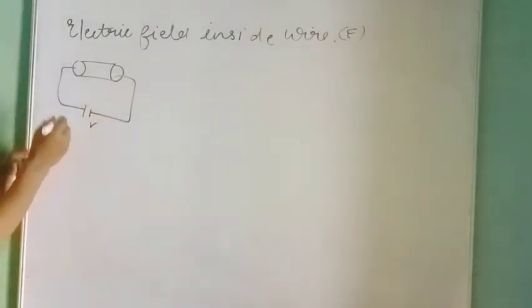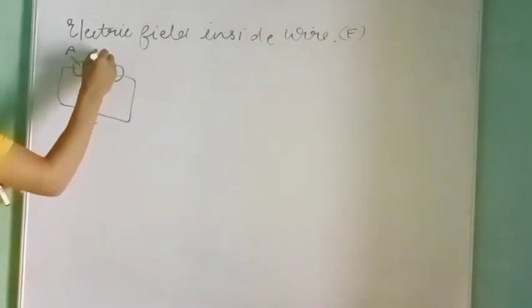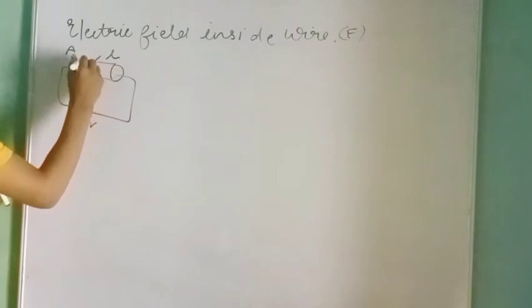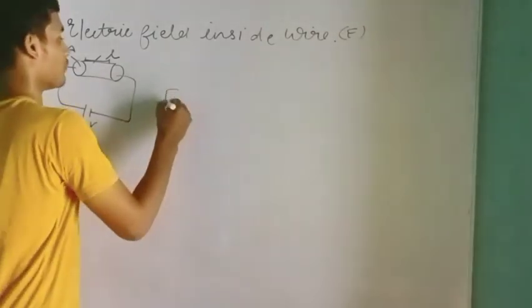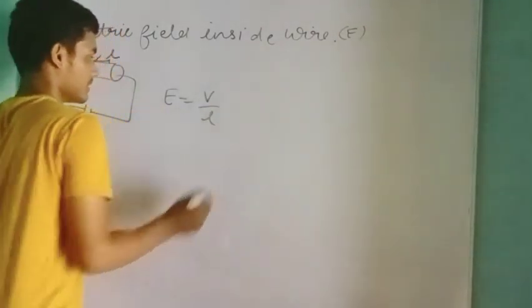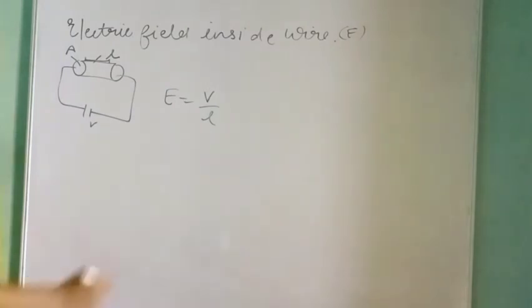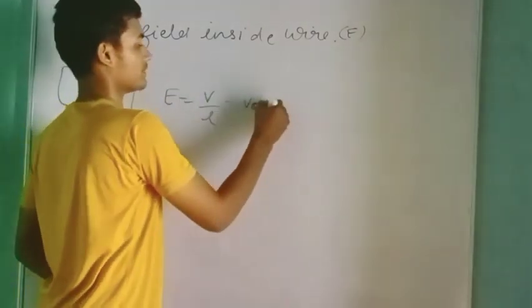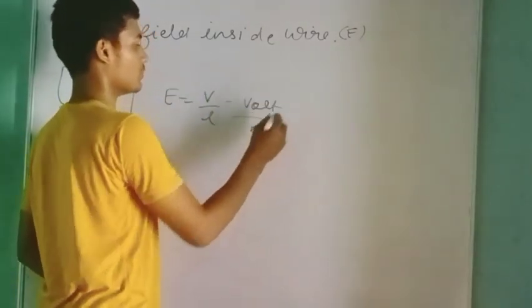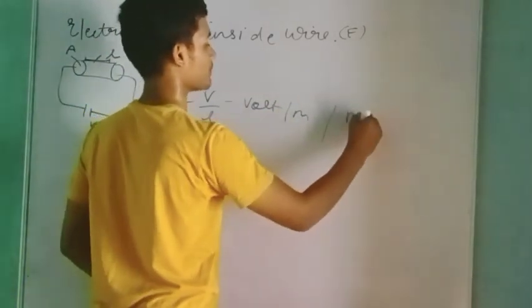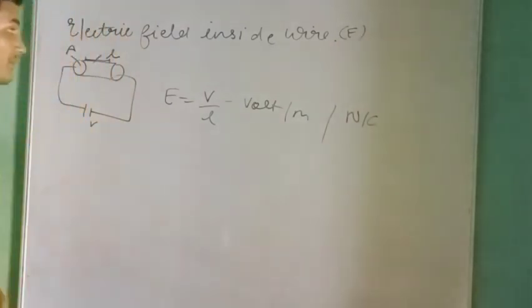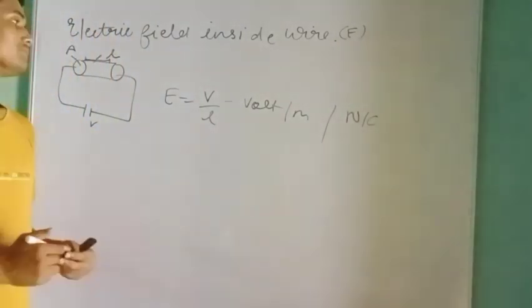We have a V volt battery here, and a wire with cross-sectional area and length L. So what is the electric field in that wire? It is the ratio of volt upon length, that is the electric field inside any wire. The unit is volt per meter, and we also know that newton per coulomb is also the unit of electric field. So there are two units.